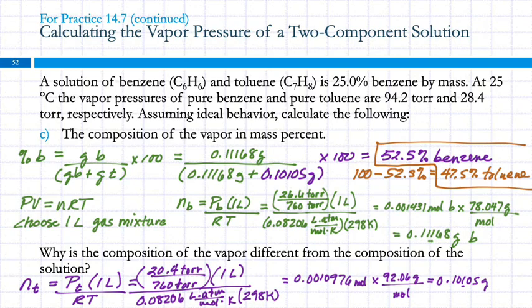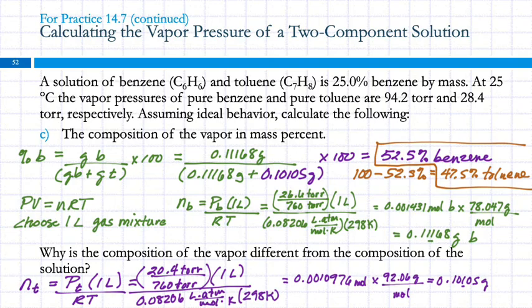And then here's an interesting question. Why is the composition of the vapor different from the composition of the solution? The solution was 25% benzene by mass. The vapor is 52%. Why isn't it the same? Because toluene has a double bond with the carbon, so it requires more energy to break, so less of it evaporates. Yes, but overthinking it.